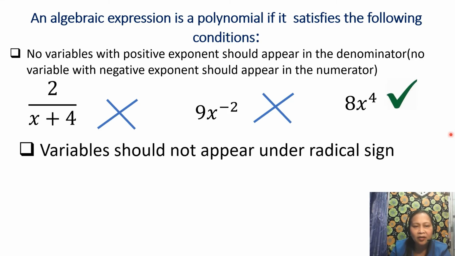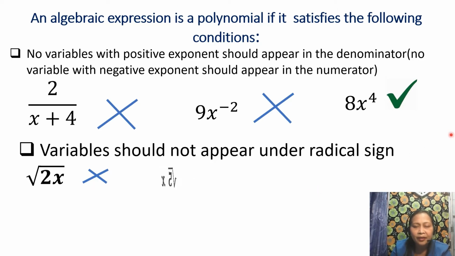The second condition, variables should not appear under radical sign. For example, square root of 2x. Yes, this is not a polynomial. Why? Because the variable x here is under the radical sign. So therefore, this is not a polynomial.